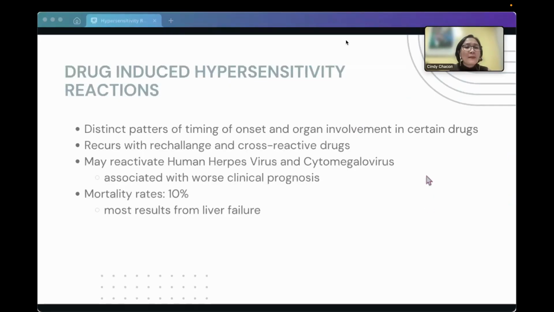So there, you have distinct patterns of manifestations, timing of onset, organ involvement. So allopurinol, usually renal yan.